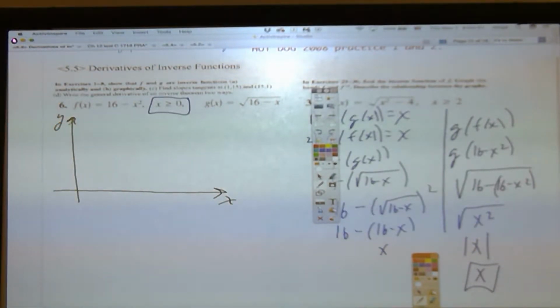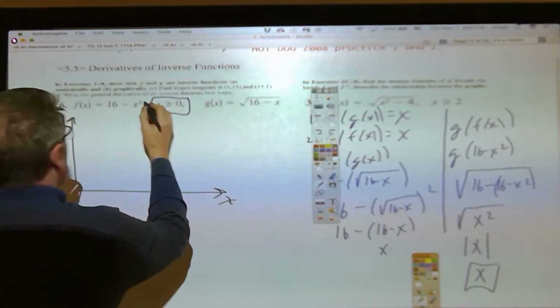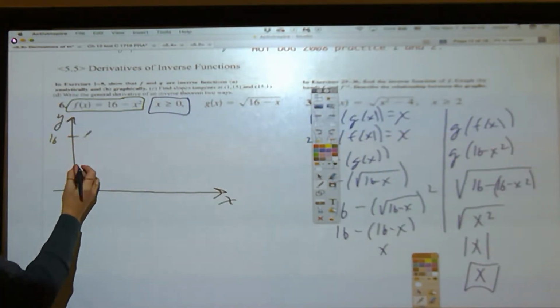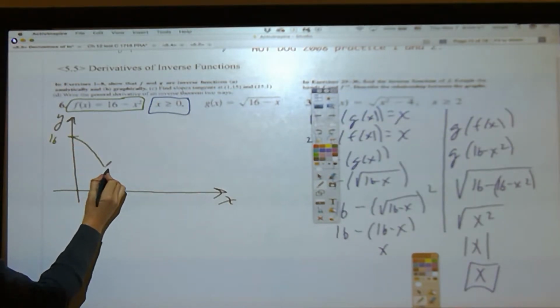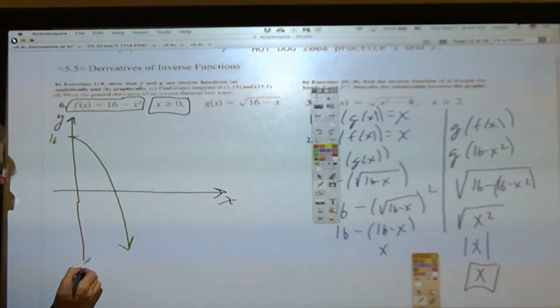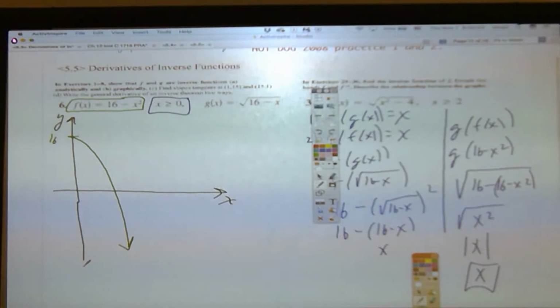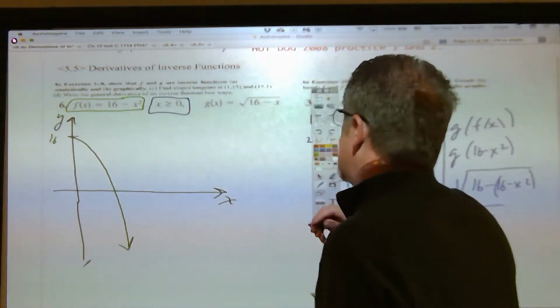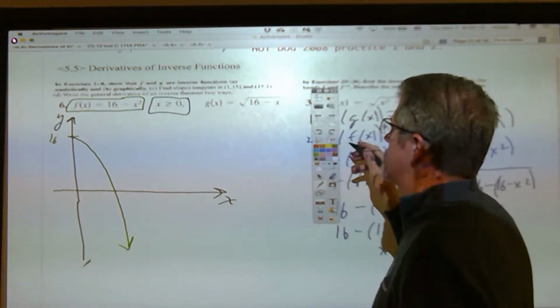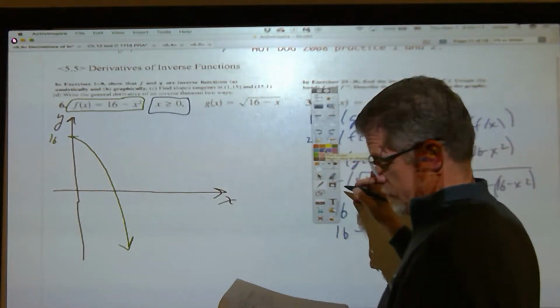Okay, so what is the 16 minus x squared graph? We're going to do the 16 minus x squared graph in green. And remember, it's only the right half of this parabola. So let's go up to 16. It's a parabola, parent graph x squared, but it's opening down and then shifted 16 up. So that's the graph of f of x. The graph of g of x is the square root of 16 minus x graph. Notice that when x is equal to 16, the square root of 0 is 0. So let's do this one in blue.